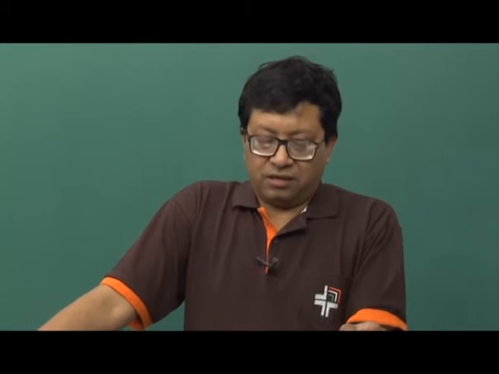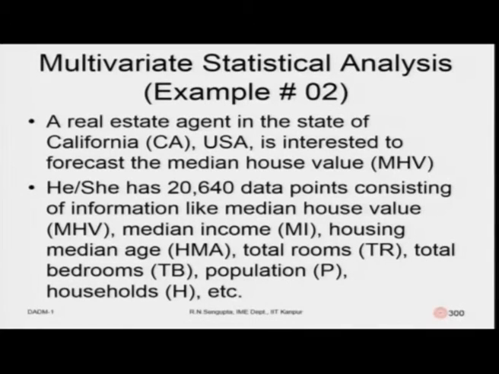Consider the next data set. It is again a different example. A real estate agent in the state of California in USA is interested to forecast the median household value, not the mean, the median. If he knows the median household value, then if he is buying a house, he is not duped and knows what the price of the house should be. When he is selling the house, he should also give the right information to the customers, and not go for a loss, and make sure the business proposition he is doing is really profitable.